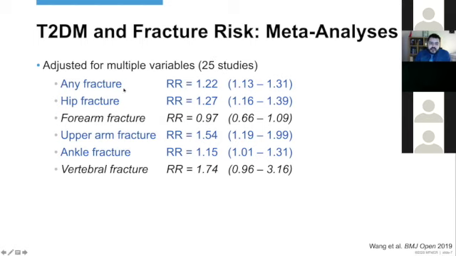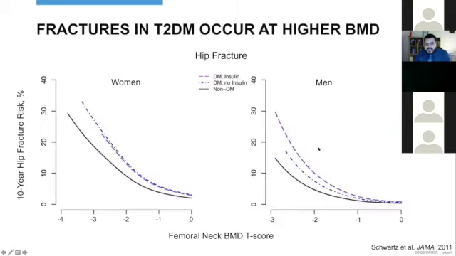The overall risk of fracture was 1.22 compared to the general population. But if you look at the breakdown, again, forearm is showing as not significantly increased like we've seen before. Interestingly, though, vertebral fracture in this pooled analysis was not statistically significantly increased as opposed to other individual studies. But again, the overall risk of fracture was increased in this population. So there's no doubt that we have an increase in that risk.